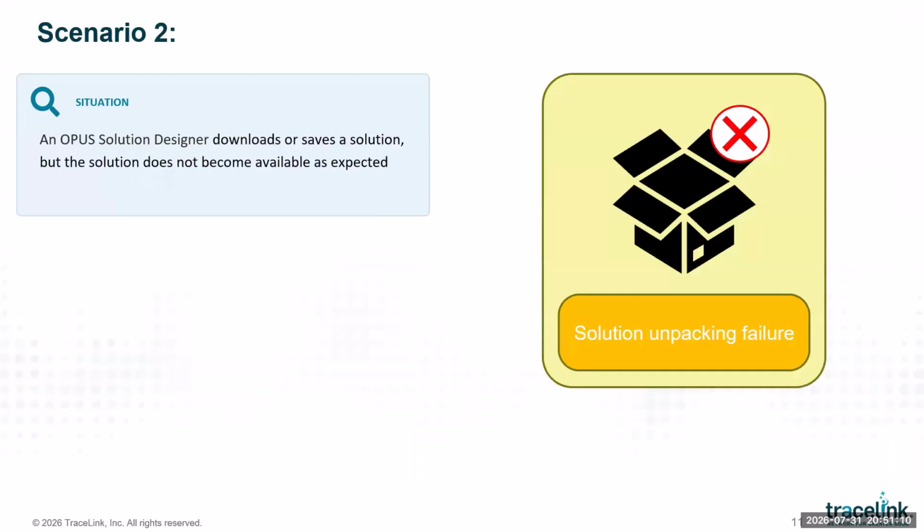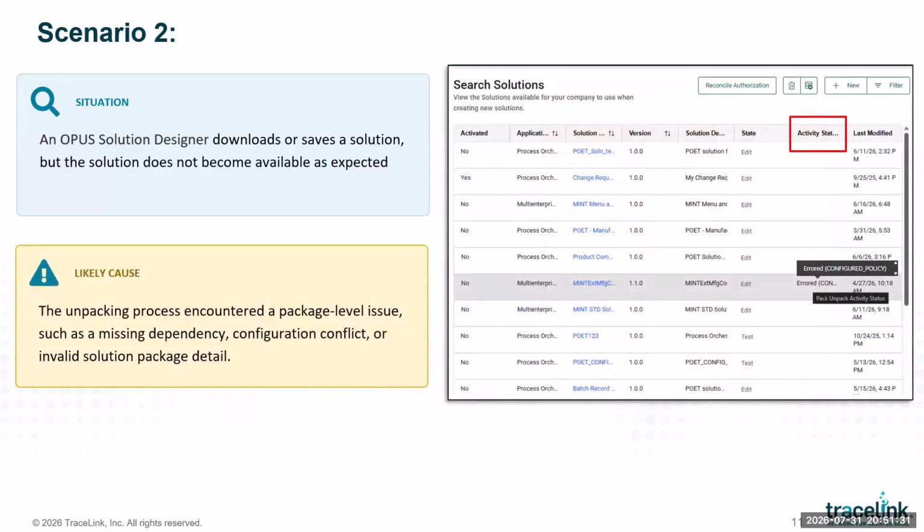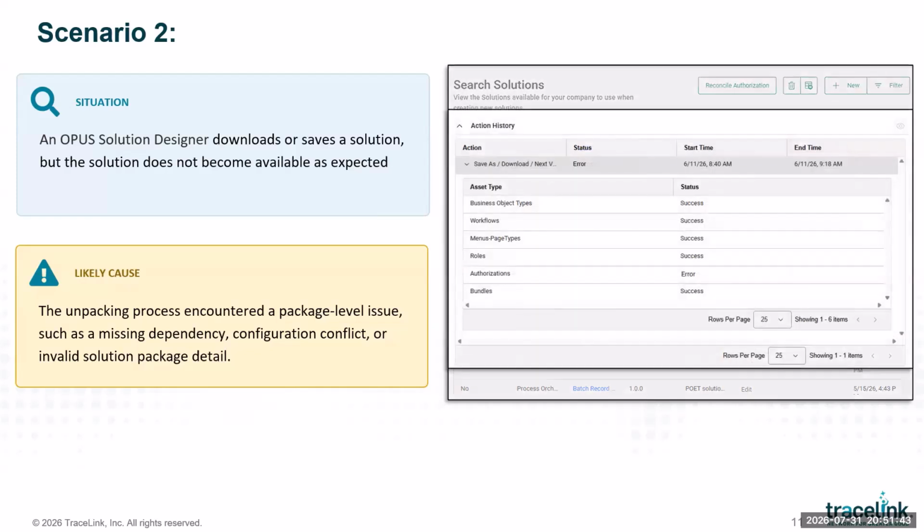Let's look at scenario 2. OPUS Solution Designer downloads or saves a solution, but the unpacking process fails or completes with an error. When a solution is downloaded or saved, OSE runs an unpacking process in the background. If that process runs into a problem, the solution may not appear as expected or may show an error. For this scenario, the key place to check is the activity status column on the solutions page. Activity status does not show every stage of unpacking, but it can indicate when there is an error. If an error appears, open the solution's action history to review the details. Action history helps identify which step failed and provides more information about what went wrong.